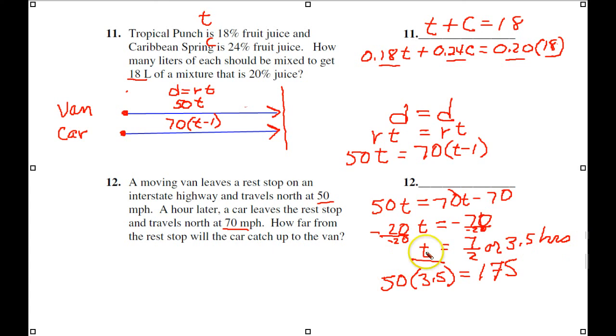But they don't want to know t. They want to know distance. How far from the rest stop? So here you have to take it to another step, where you then go to one of the formulas. Let's say here, 50 times the time, which is 3.5, is 175 miles. Now, that is your answer statement. How far from the rest stop will the car catch up to the van?